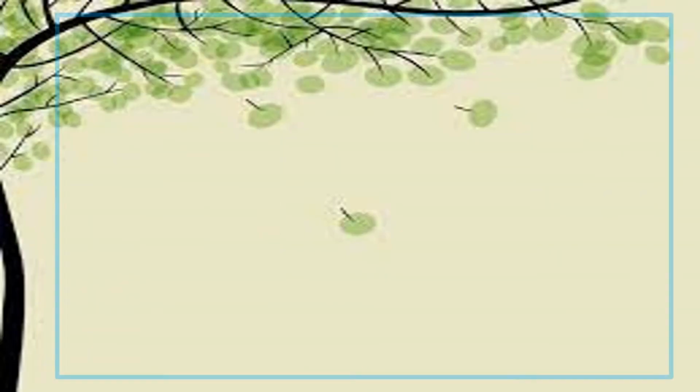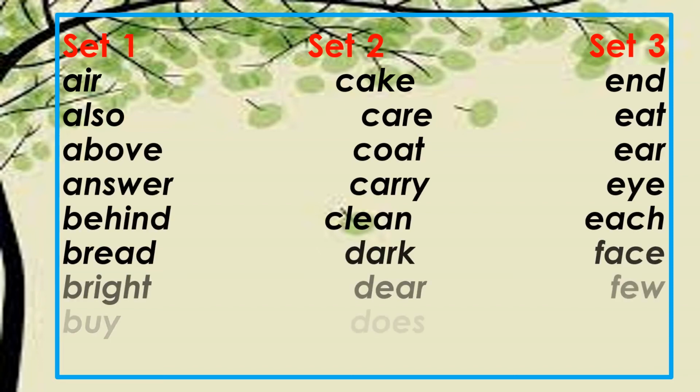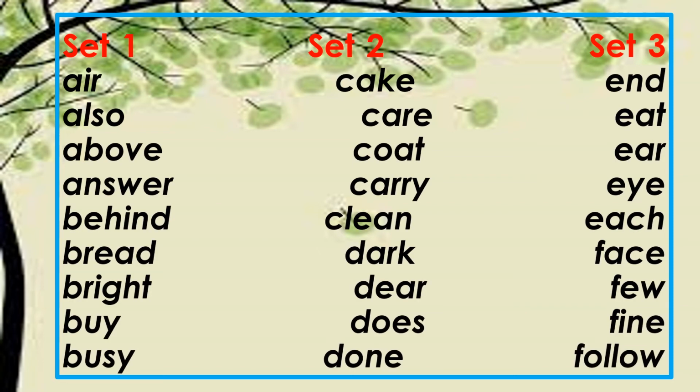Alright, let's have sets of these sight words. Let's have a tune for this. Air, also, above, answer, behind, bread, bright, by, busy. Care, coat, carry, clean, dark, dear, dust, down. Hand it, ear, eye, its, face, you find, follow.